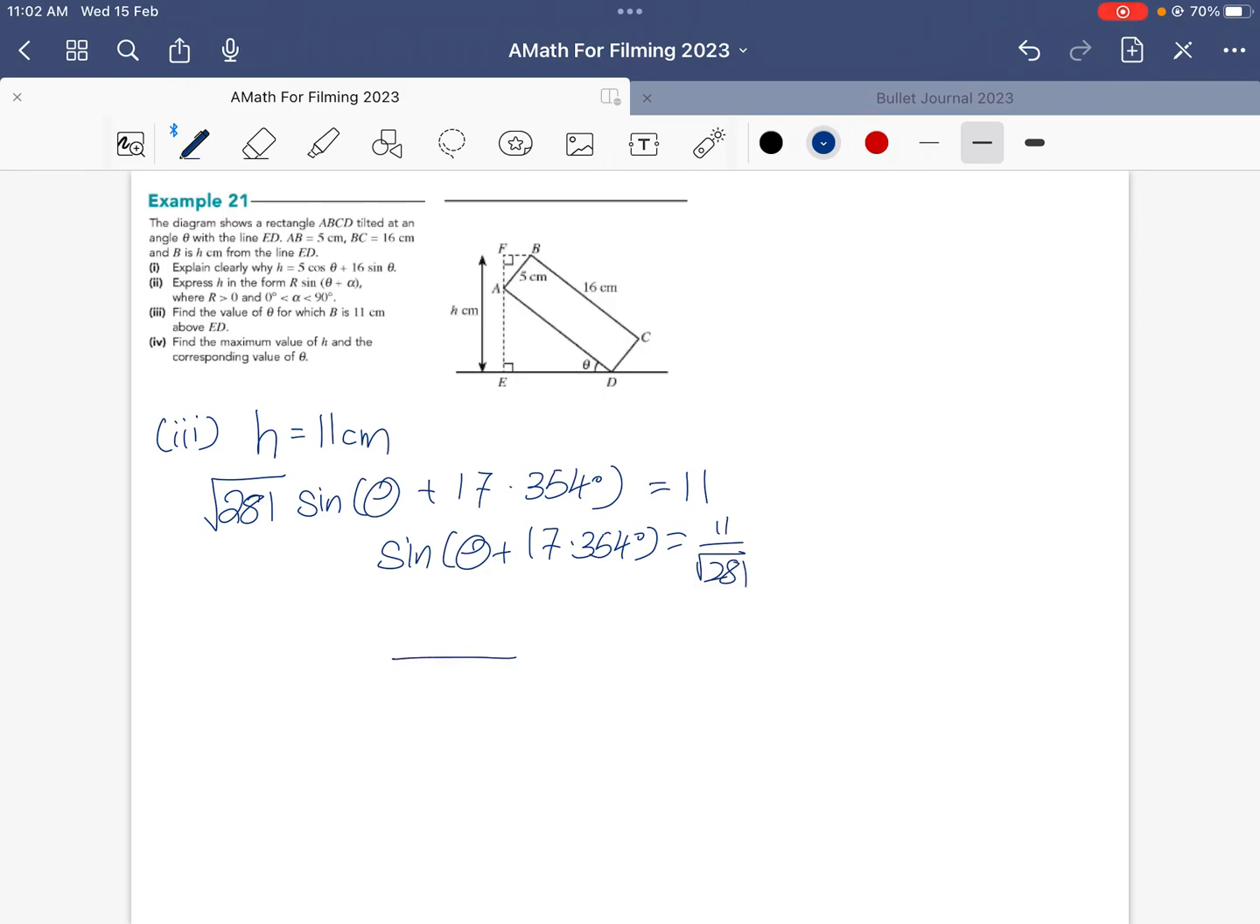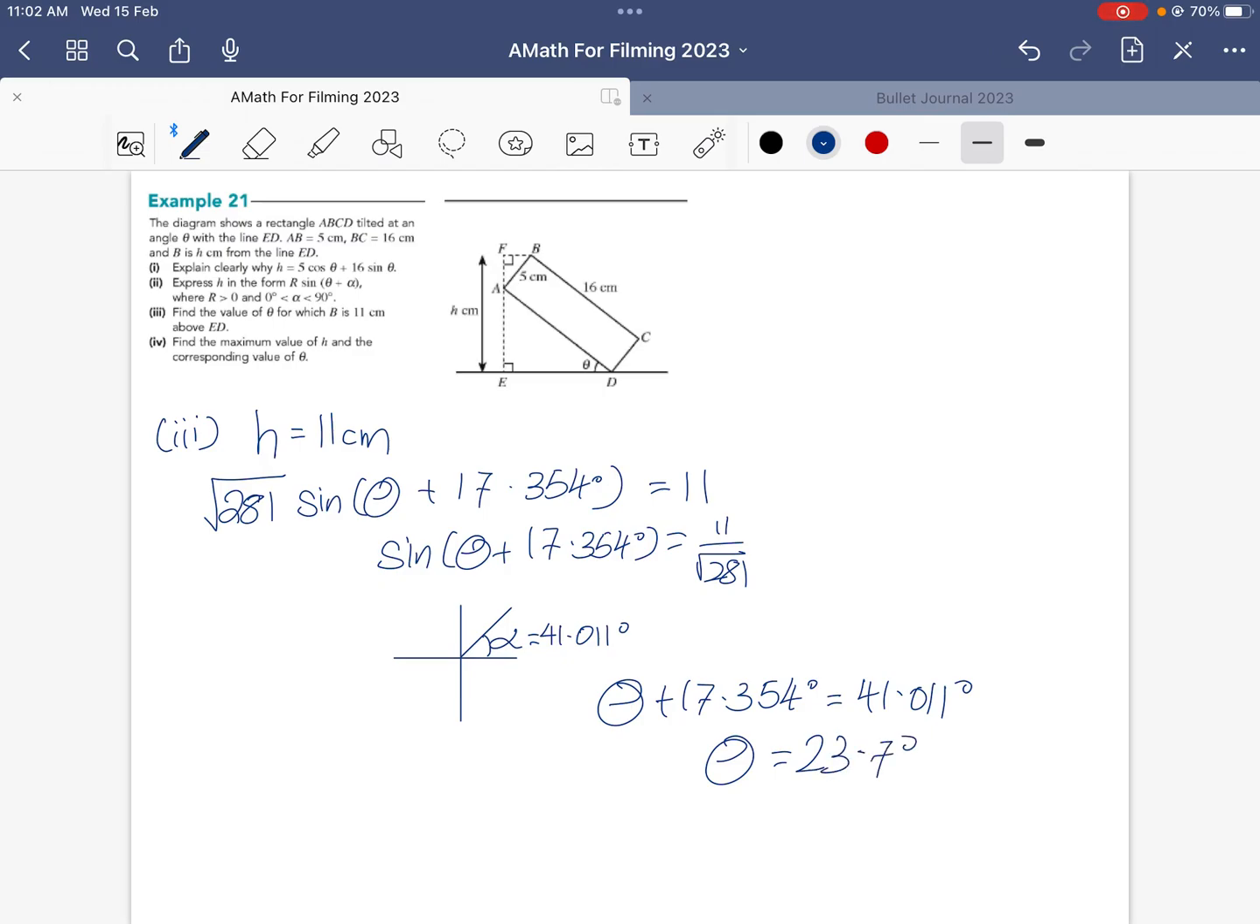I find that my reference angle, okay, is equals to 41.011. So it occurs here, first quadrant, second quadrant. So my alpha is equals to 41.011. How I get that? I inverse sine of 11 over square root of 281. So if I solve this, I'll get theta plus 17.354 degrees is equals to 41.011. Solving, my theta value is 23.7 degrees.